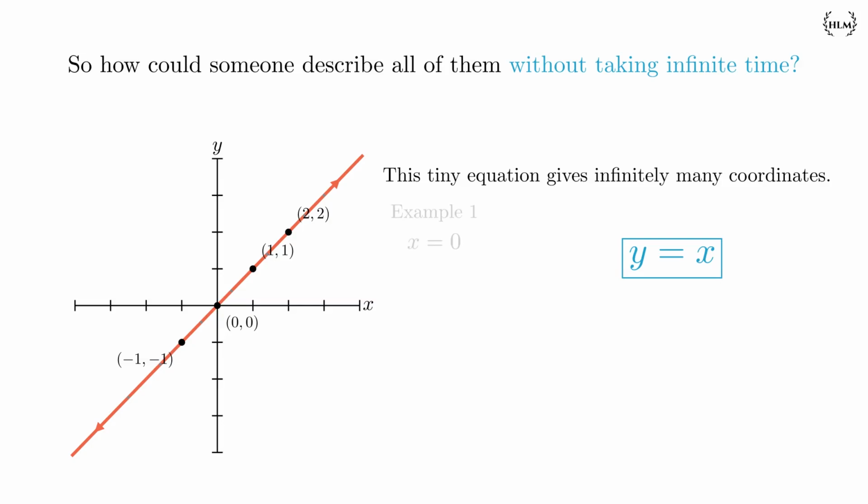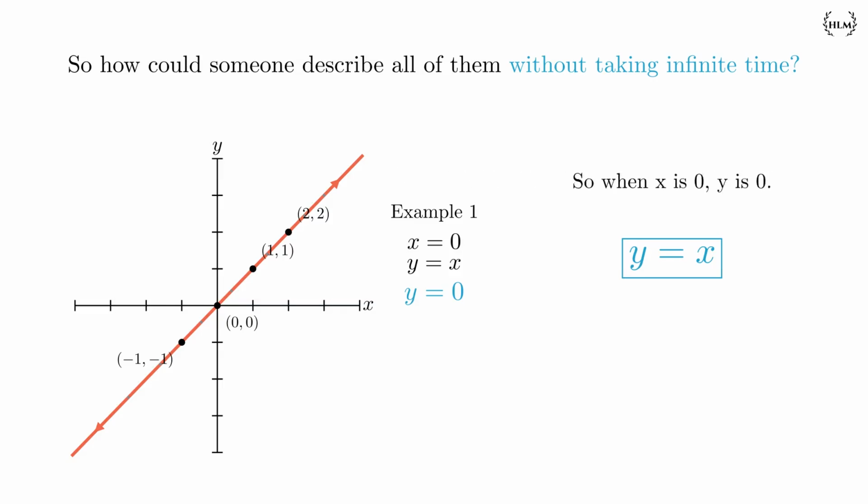So one of the coordinates we mentioned was 0, 0 on this line. When x is 0, you sub that back into our equation y equals x, and then you get y is equal to 0. This actually literally tells you when x is 0, y is 0. Okay, let's try another one.